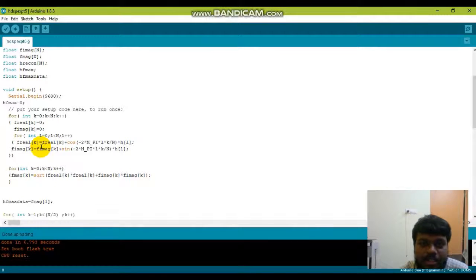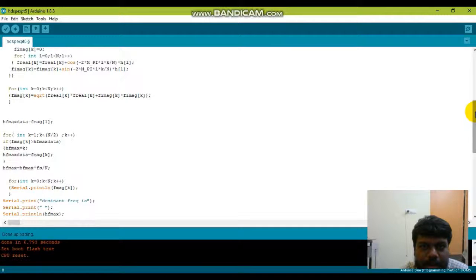And according to the DFT matrix method, using that formula, this algebraic sum gives the real part and imaginary part, and from there the magnitude response is calculated as the square root of the sum of squares of the real part and imaginary part. And from the magnitude response, the dominant frequency can be found by finding the highest peak and then converting it into the required frequency.